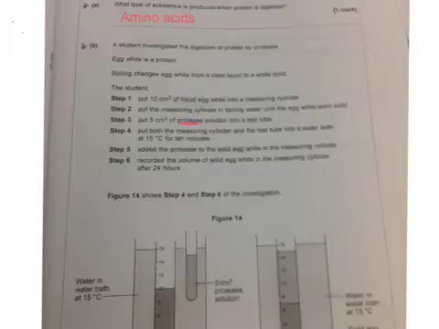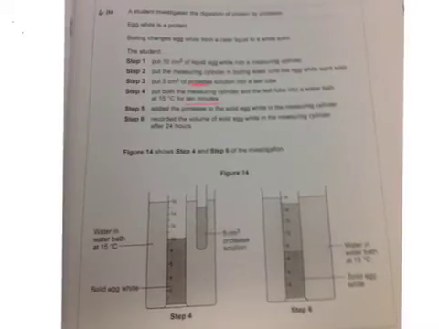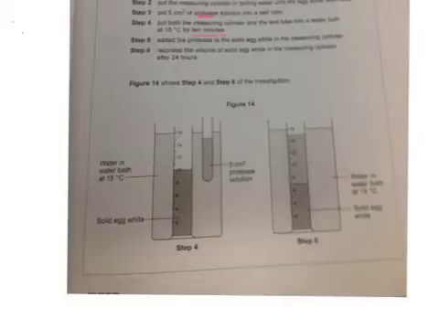He put both the measuring cylinder and the test tube into a water bath at 15 degrees Celsius for 10 minutes. So he's putting them in there together for 10 minutes. And then he added the protease to the solid egg white after the 10 minutes were up, and recorded the volume of solid egg white after 24 hours. So it is important for these questions to read through the details and pick out the key things. So if he's putting them in for a certain amount of time, start to think about why that might be. Okay, and then we've got our results just here.